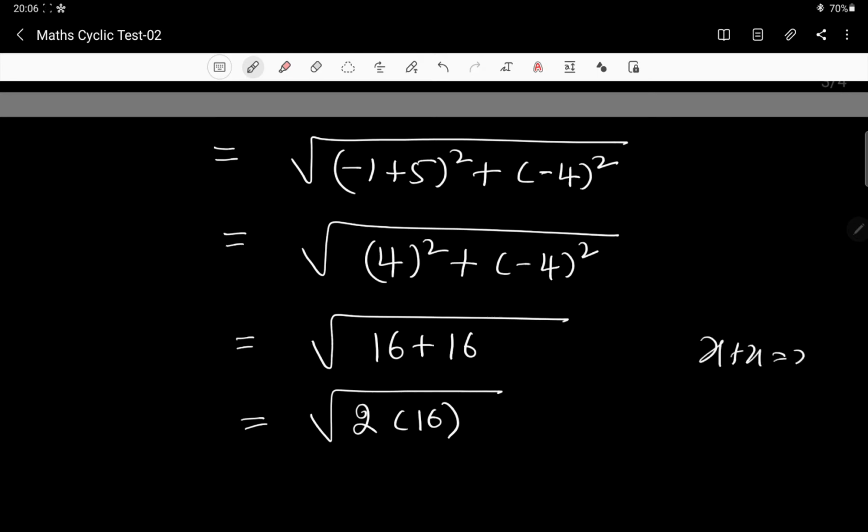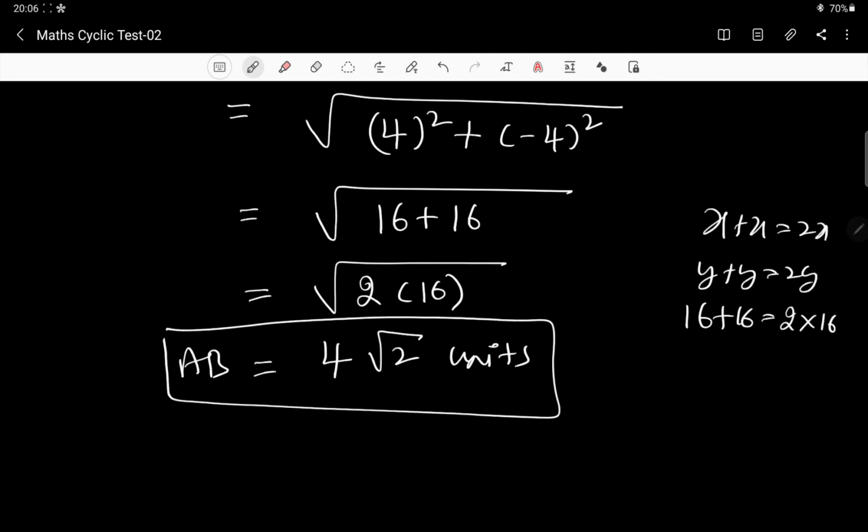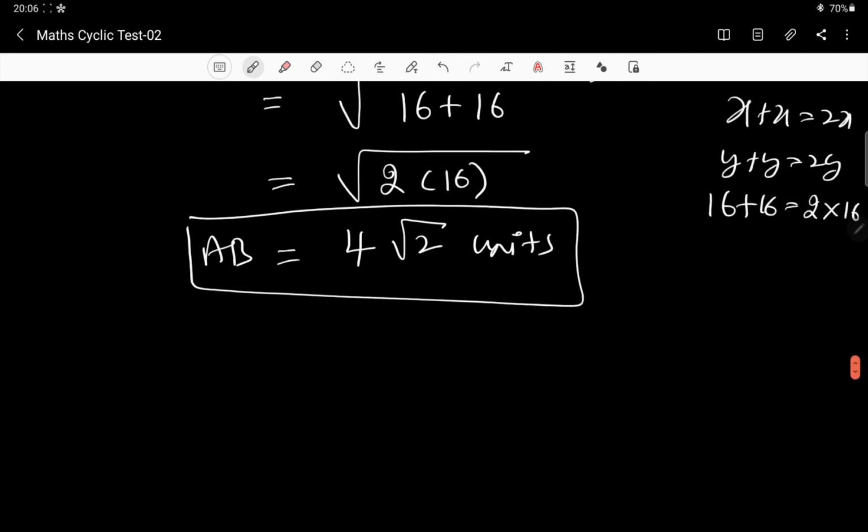X plus x, what is this? 2x. Y plus y, 2y. So similarly 16 plus 16, 2 into 16, correct? So 2 into 16, root 16 becomes 4, then under root 2 remains, so 4 root 2 units. So this is the distance between the given points. All right, I hope it is clear.